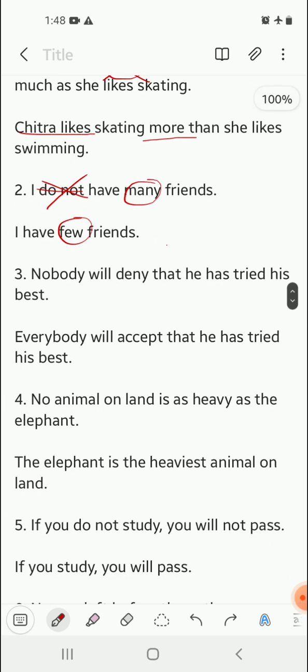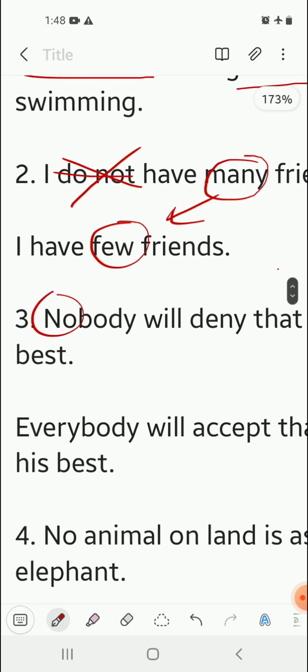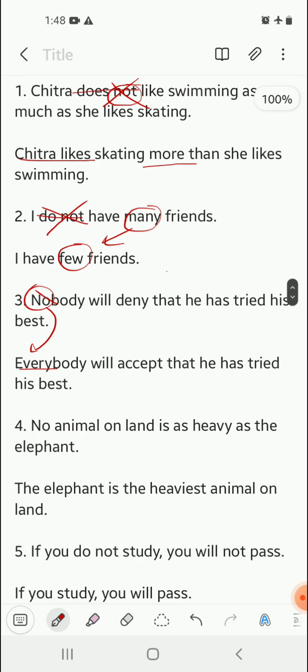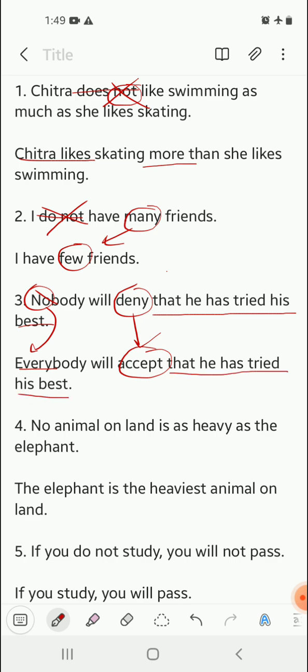Number three, nobody will deny that he has tried his best. So, "no" will become "every". So, "no" becomes "every", and the rest of the sentence remains the same. Nobody becomes everybody will deny. We are going to use the opposite of deny, that is accept, and the rest part of the sentence remains the same. That he has tried his best.